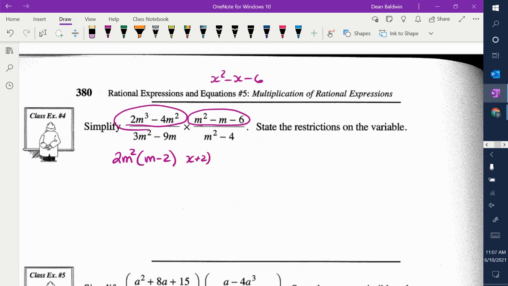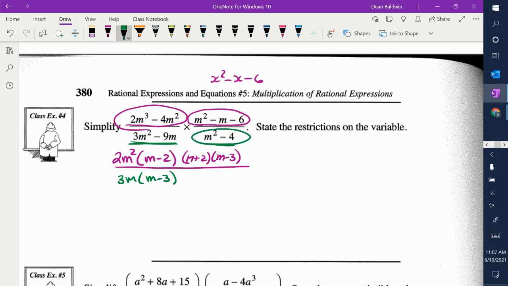Why am I changing them to x's now? M plus 2, m minus 3. All right, top's all factored. What can I do to the bottom? This one. 3m, and I get m minus 3. What's that? Oh, it's something. The difference of squares. M plus 2, m minus 2. Remember, you're allowed to have your factor sheet on the test. So you practice using that in class.